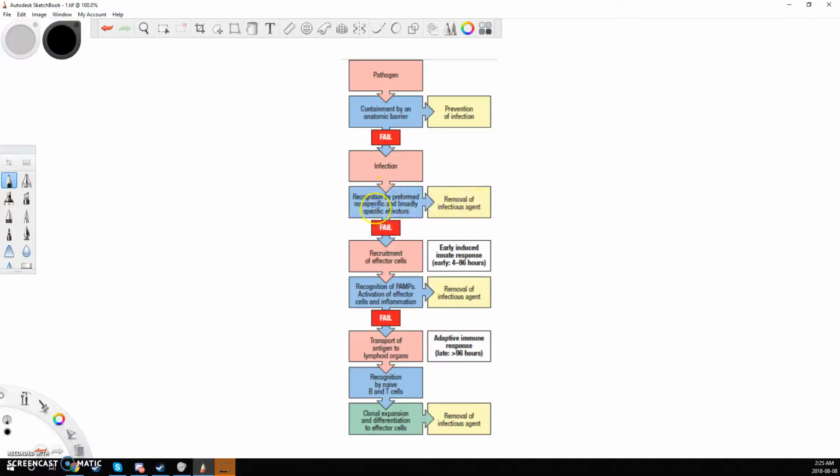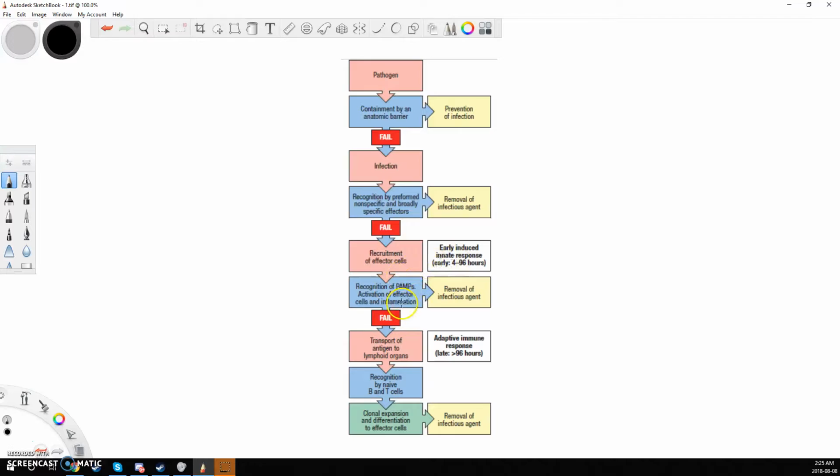But if this step fails, there will then be the recruitment of effector cells, and there will then be the recognition of PAMPs and the activation of effector cells and inflammation. And then there will be the removal of the infectious agent. And this stage is known as the early induced innate response, which happens between 4 and 96 hours.